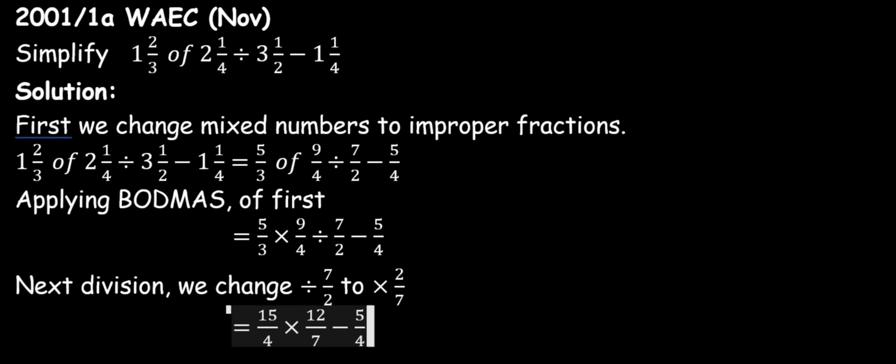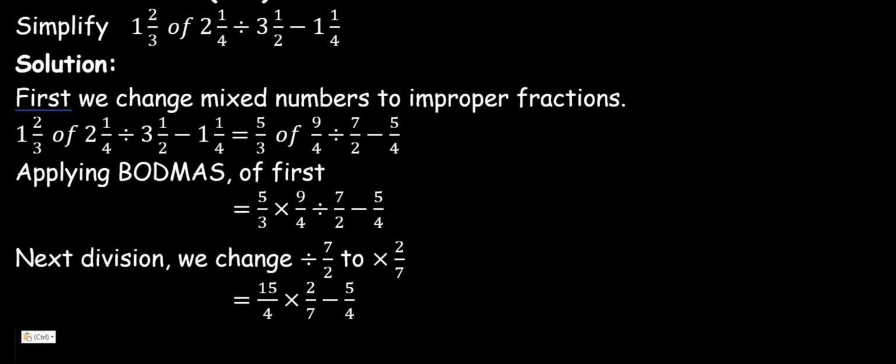Because in the first case, 3 will cancel out with 9 and you'll be left with 3 there. So 5 times 3 gives you 15 and the 4 will still be there. Hence you have 15 over 4 times now 2 over 7 minus our 5 over 4 that is there. Now the two items that are multiplying each other, 2 will cancel out and you'll be left with 15 over 14 minus 5 over 4.